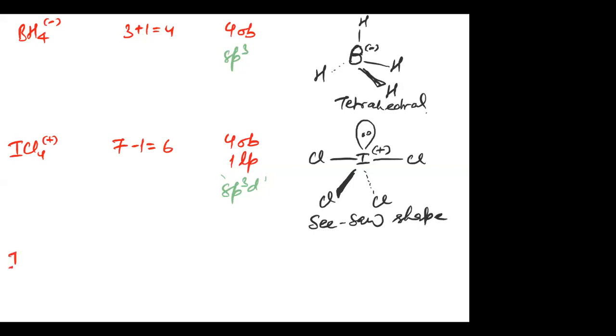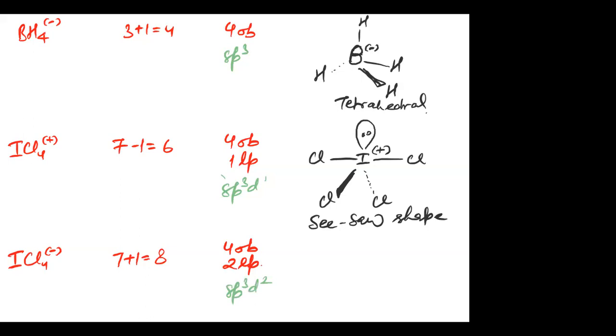In this case, it is ICl4 minus. In ICl4 minus, iodine has 7 electrons plus 1, so in total it has 8 electrons. Out of these 8 electrons of iodine, it is forming 4 sigma bonds and 2 lone pairs of electrons, and thus it will be sp3d2.